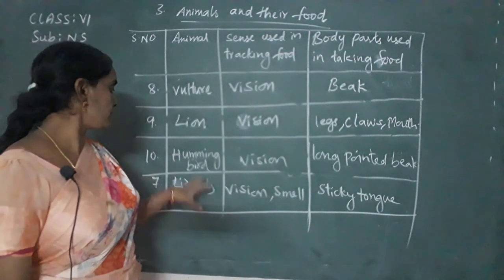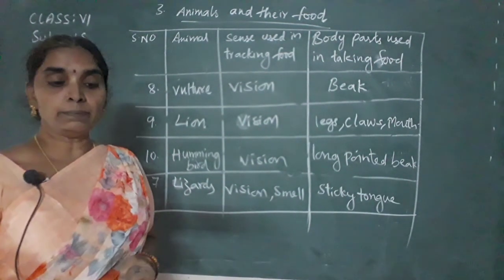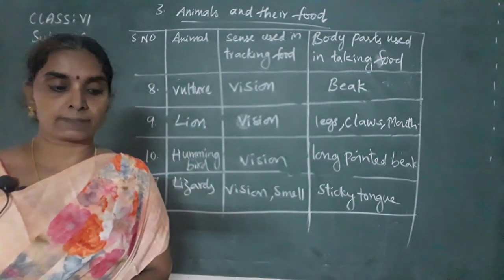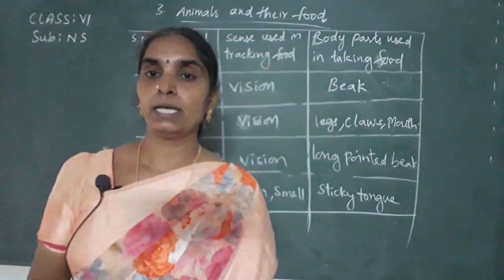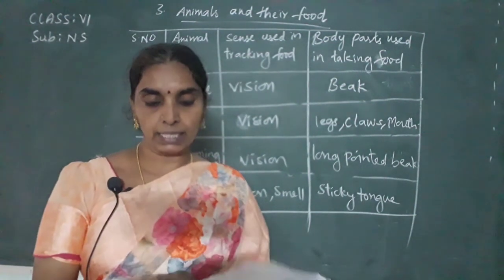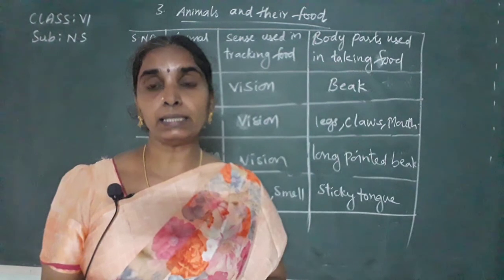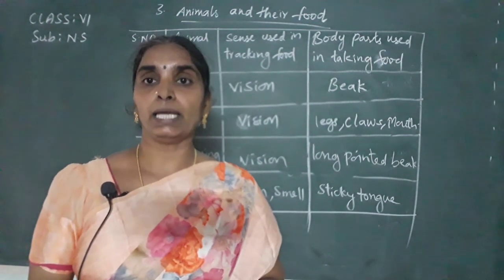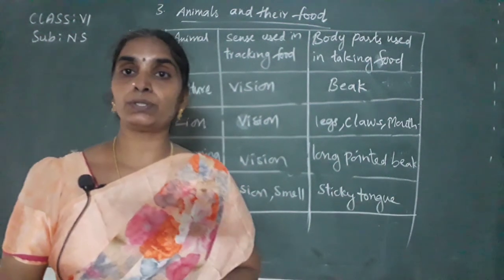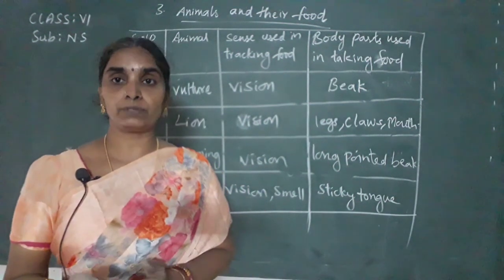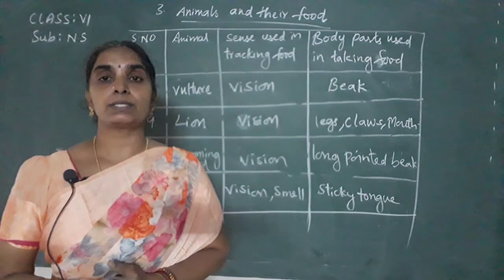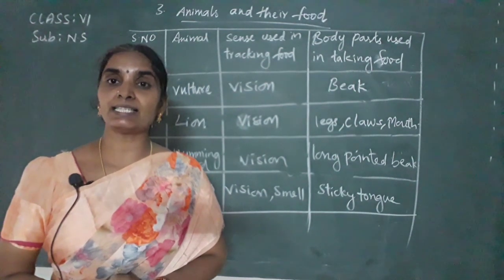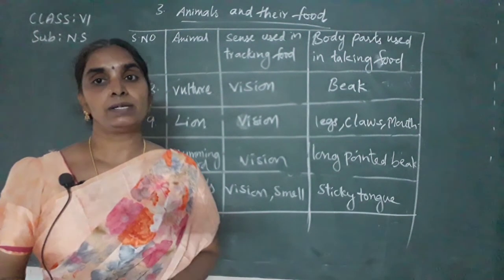Okay, so this is about the animals which take food with different body parts. Hope you have understood this, children. In the next class, I'll tell you about the other animals also, and how they take their food. Complete the tables I have given you today and read what I have told you in today's class. Come prepared with this for the next class. Hope you have understood the lesson, children. Thank you very much. Have a nice day.